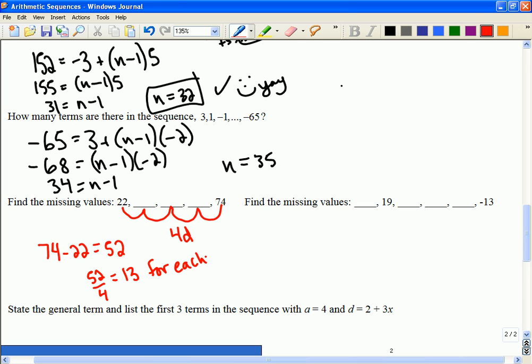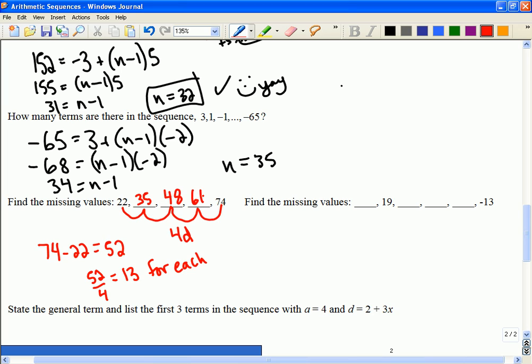So now we can, this is a nice part about these sequences, we can double check it too. Let's see. If I add 13, I get to 35. If I add 13, I'm at 48. If I add 13, I'm at 61. And this is the moment we've all been waiting for. If I add 13, I get to 74. So it worked. Okay, fill in the blanks on the next sequence with your neighbor, and I'll come see how we're doing with it.